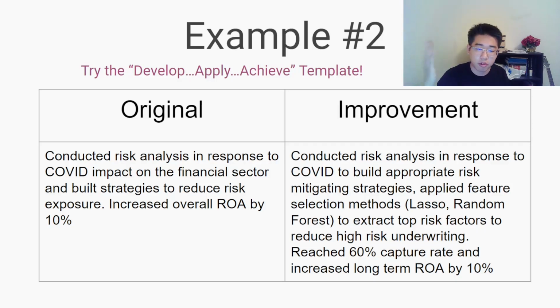And then for the metrics, again, you just want to include anything that you think is great for this project that shows how well this project is, right? It's your project, so you should know how good it is, right? So reach 60% capture rate and increase long-term ROA by 10%. It could be anything. I'm just making up numbers here. Again, the original is not bad itself, but these are just very minor improvements to add a little bit more details to make it even better.